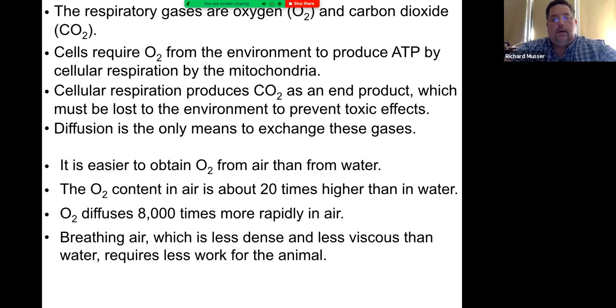Now, it's much easier to get oxygen from the air than from water. So a lot of aquatic animals have a harder time getting oxygen, except that they've evolved for it, of course, where they have gills with huge surface areas. Obtaining oxygen from the environment is all about surface area. In fact, your lungs, if you were just to lay them out onto the ground from your chest cavity, are thin and have such a huge surface area that they would actually cover a tennis court. So we're talking a huge amount of surface area inside your chest cavity.